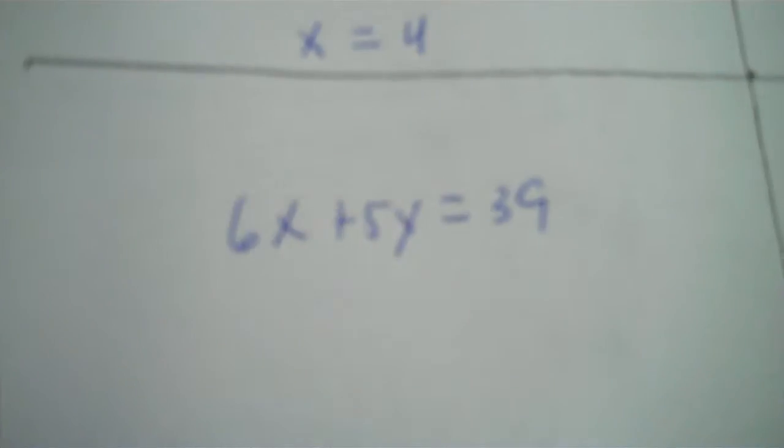Now to find y, use your very first equation. 6x plus 5y equals 39. Okay, so x is 4, so you put a times dot there. And you need to find what 6 times 4 is. It's 24. Don't put 24x. X is gone. You have 24 plus 5y equals 39.